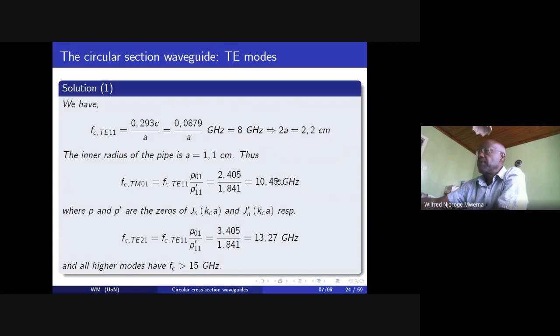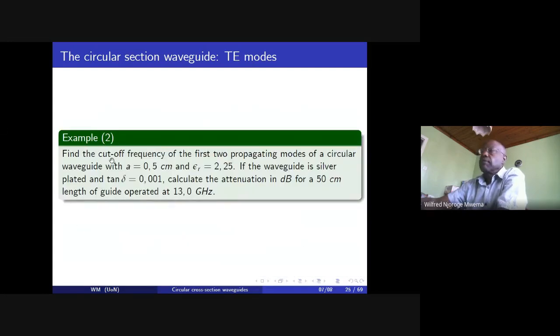We get 10.45 gigahertz, where p and p prime are the zeros of the Jn(kc a) and the Jn prime(kc a) respectively. And therefore, for the TE21, we have 13.27 gigahertz. All the other modes will have fcs greater than 15 gigahertz and therefore will not be propagating inside that pipe. Okay. Example 2.